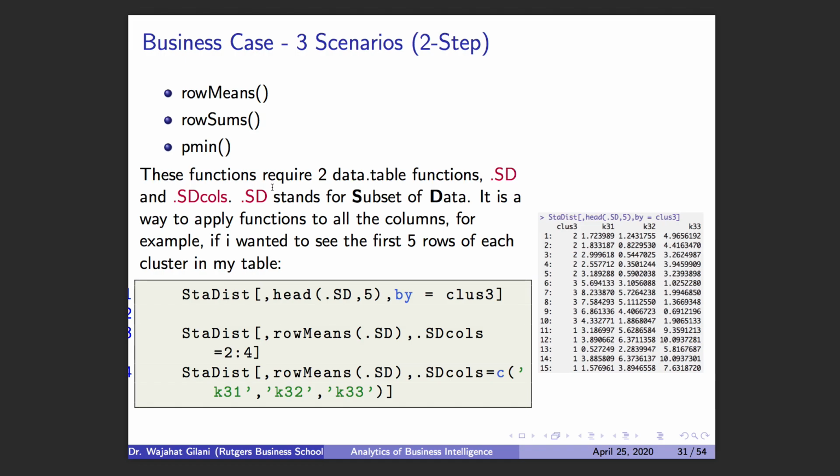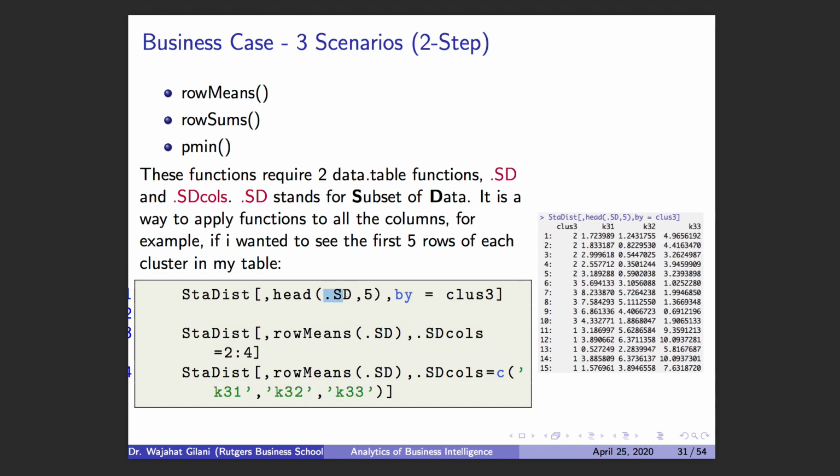Some of these functions require you to use these cool features from data table called .SD and .SDcols. .SD stands for subset of data. It is a way to apply functions to all the columns or to a subset of columns in my data. So for example, let's say I wanted the first 5 rows by cluster. If I wanted to say, hey, give me the first 5 rows of each cluster, how would I do it? Well, we can use the head function directly on the columns, but let's say I want all the columns. That's when you use .SD.